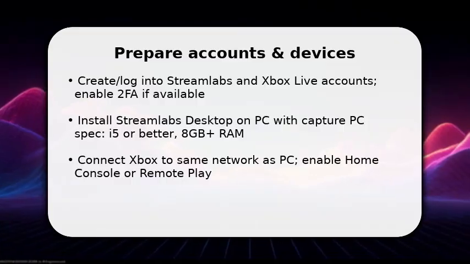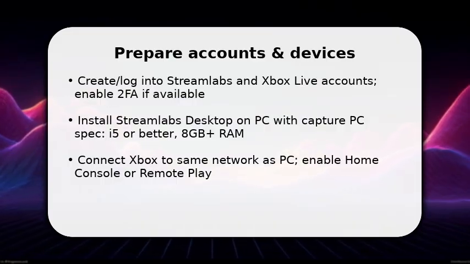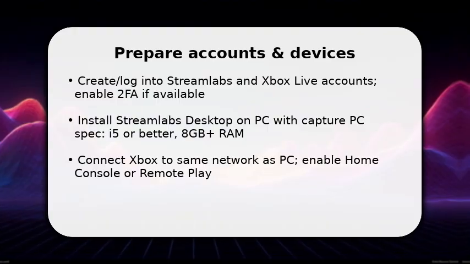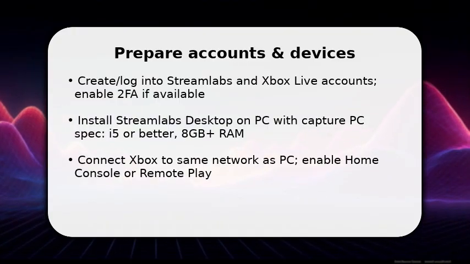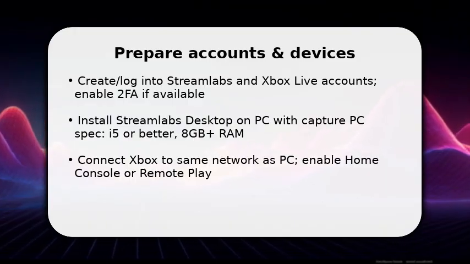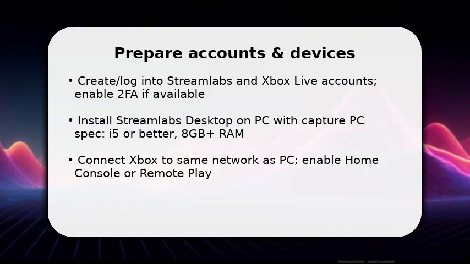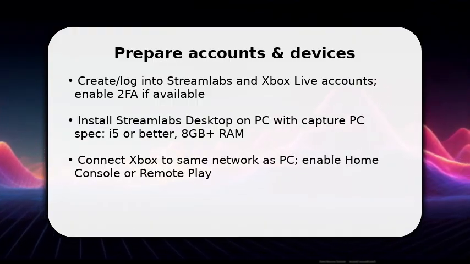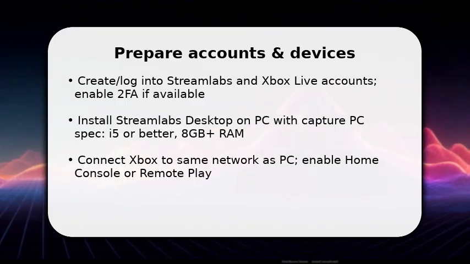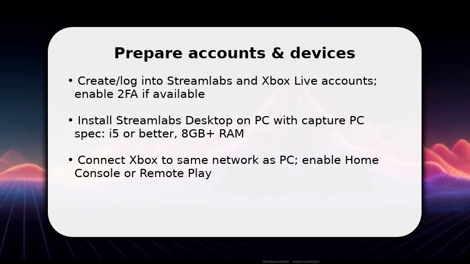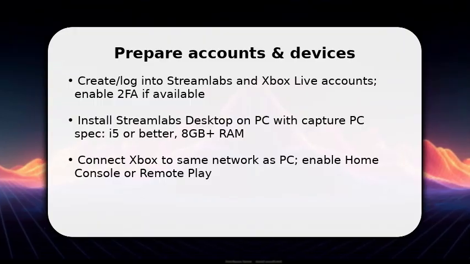You start by signing into Streamlabs and your Xbox Live account because Streamlabs needs that Xbox authorization to capture gameplay. Once done, install Streamlabs Desktop on a capable PC. This reduces lag and lets you use overlays. Make sure your Xbox and PC are on the same local network so remote play or console stream works reliably. Finally, enable two-factor authentication and Xbox's game streaming/home console setting to allow the connection to register securely and consistently.